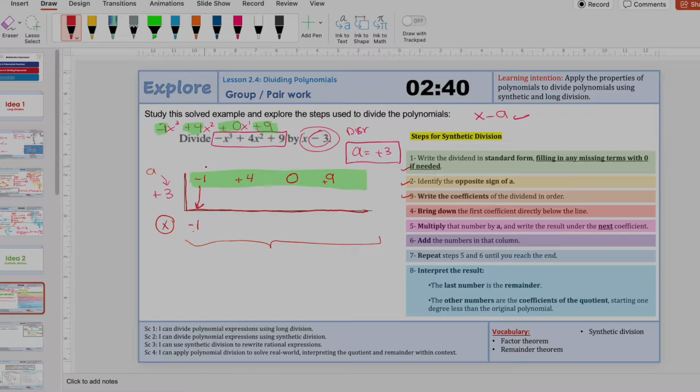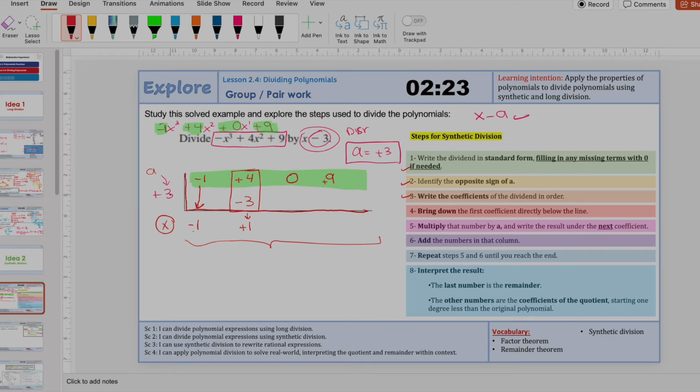Where do you put the answer? Under the next coefficient. And add. Combine the numbers. Positive 4 minus 3, the answer is positive 1. Since I have an answer here, multiply it with your a. 1 times 3 is 3.